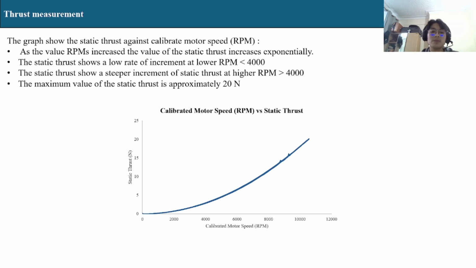And as you can see, for the RPM below 2000, the static thrust has a really low thrust, while for the RPM above 2000, the static thrust seems to grow exponentially.